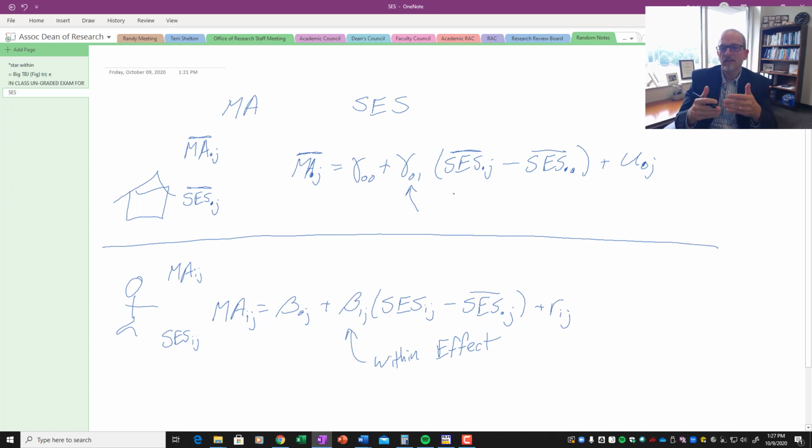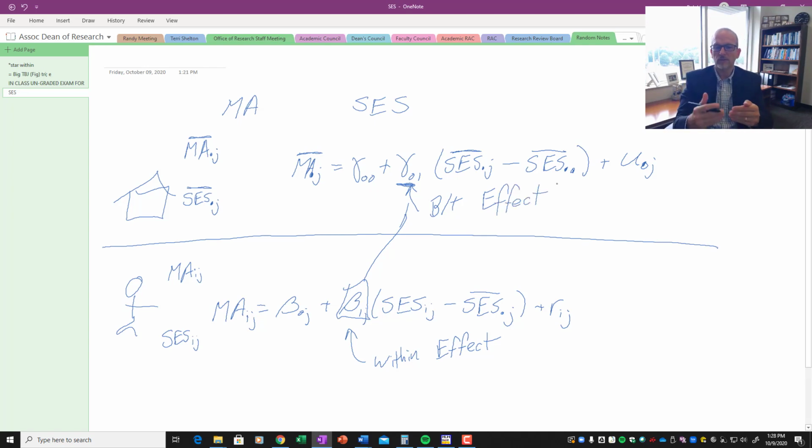Now notice, if socioeconomic status works the same at the student level as it does at the school level, then we expect this thing to be the same as this thing. These two should be the same because gamma 01 here is a between effect, but it's also interpreted as the expected increase in average math achievement for a unit increase in average socioeconomic status. So if the relationship between socioeconomic status and math achievement is always the same, it shouldn't matter if we're talking about a student or about the school.